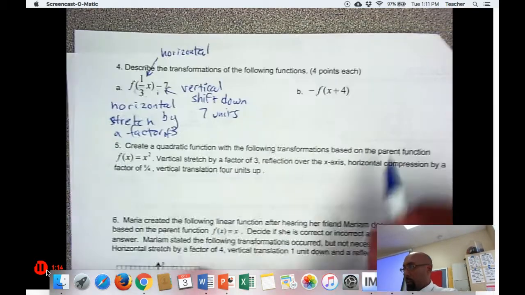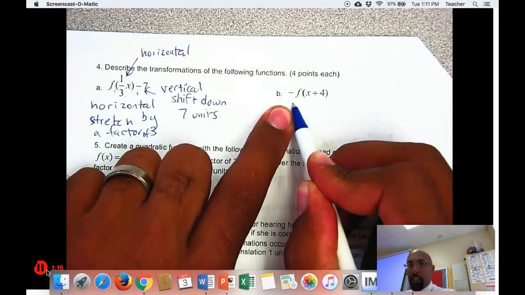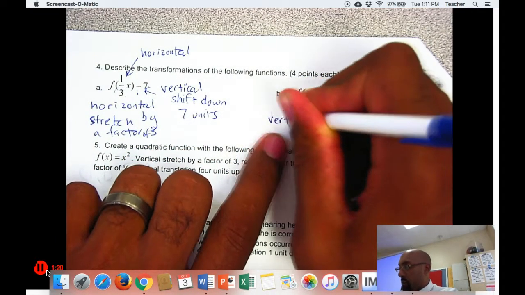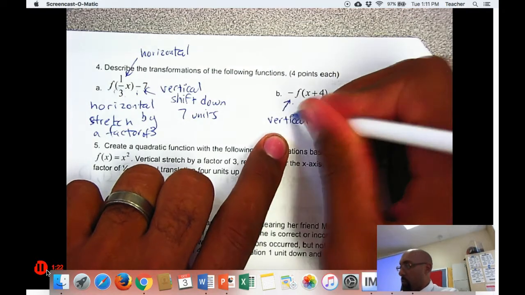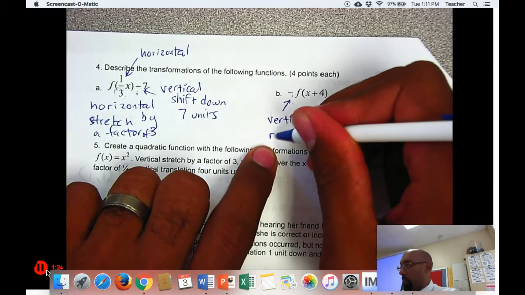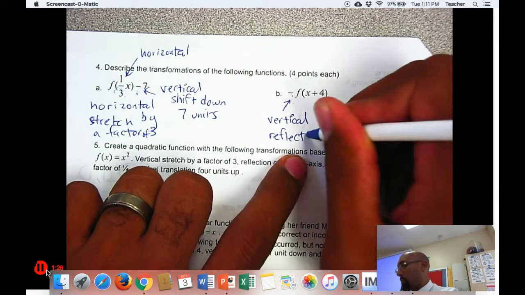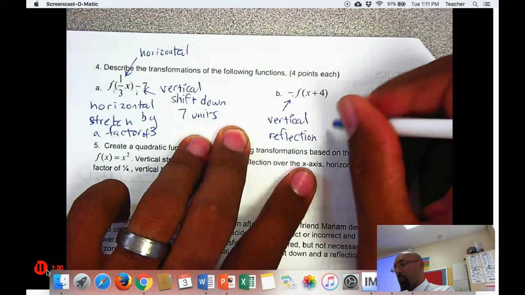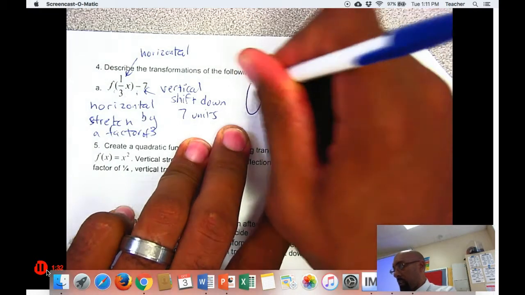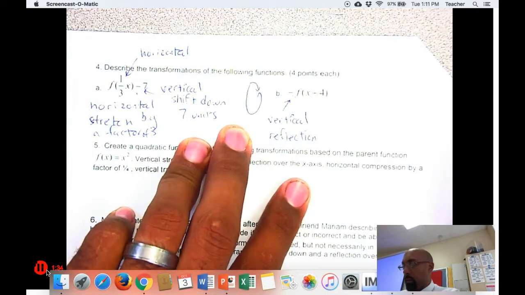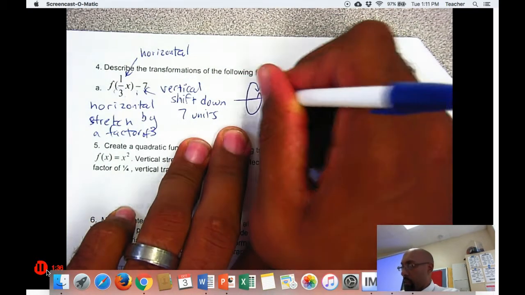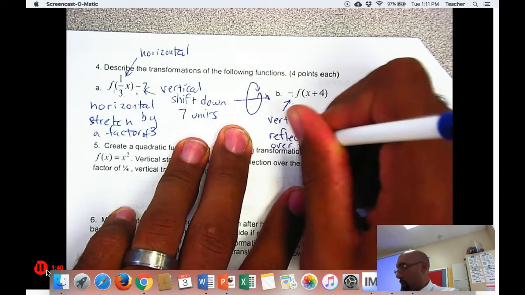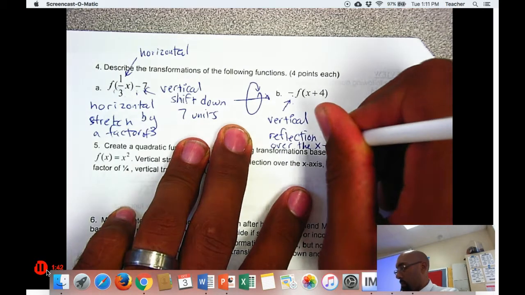Okay. Now this one, let's start with the negatives. Negative is outside. So again, that's vertical because it's outside. And it's a vertical. Negatives, what do they do? They reflect. Okay, it's a vertical reflection. Over which axis? If it's turning vertically, that means it's kind of spinning this way. Okay, so that means it's going around the x-axis. So we would say over the x-axis.